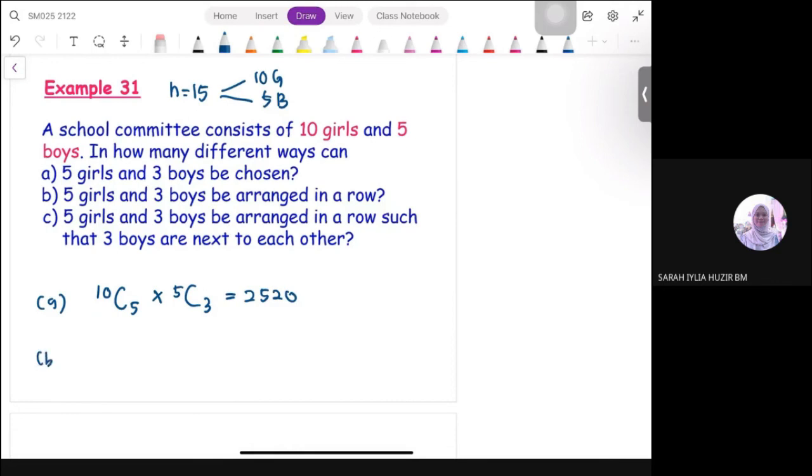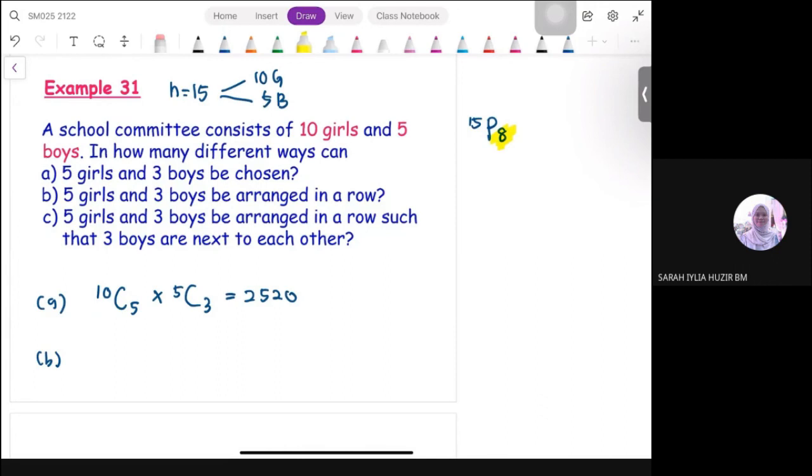Okay, B. Now, the 5 girls and 3 boys are arranged in a row. Okay, now we have a problem because altogether we have 15 of them, but then we must choose 5 girls and 3 boys. After that, we will arrange them in a row. Okay, kita tak boleh terus pilih 15P8, 15 nak susun 8, sebab kita ada specific number girl and boy. Kalau kita terus buat 15P8, we don't know the number of boys and girls in those 8. So kita tak boleh terus 15P8.